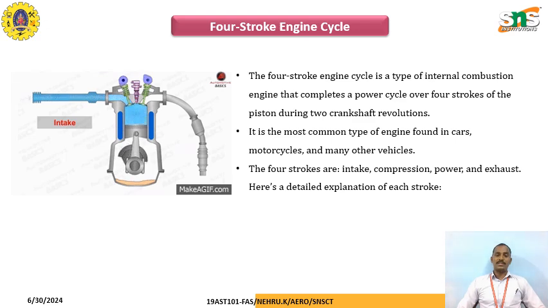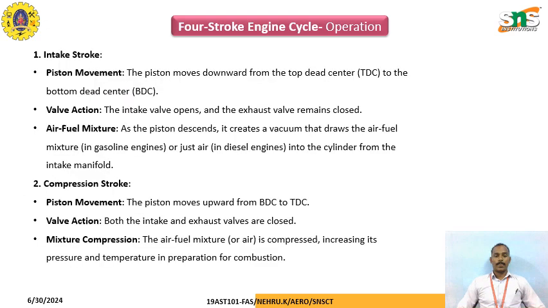Coming to the four-stroke engine, the engine cycle is a type of internal combustion engine that completes a power cycle over four strokes of the piston during two crank revolutions. It is the most common type of engine found in cars, motorcycles, and many other vehicles. Four strokes are intake, compression, power, and exhaust. Here is a detailed explanation of each stroke.